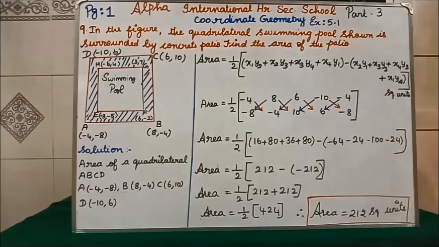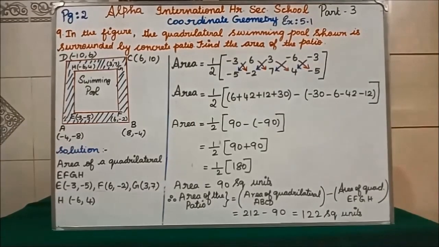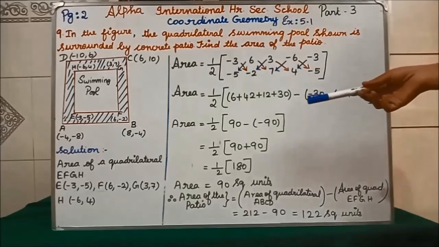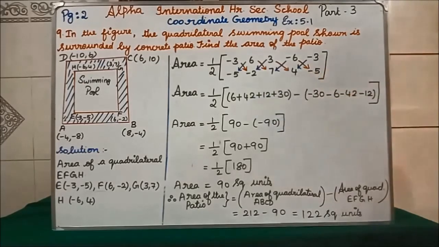Okay. Now I am going to erase this. Afterwards I will write and put the area of the quadrilateral EFGH. Now this is page number 2, 9th question. You see I have taken the area of a quadrilateral EFGH. E vertices, F vertices, G vertices and H vertices, everything I have written. So we are going to write directly.